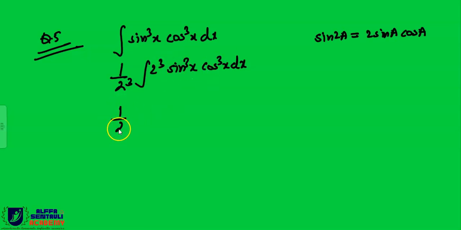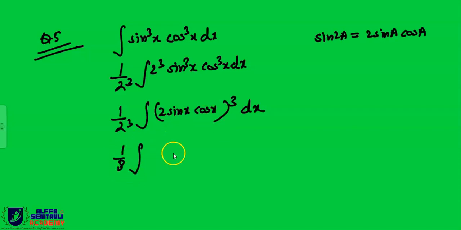then the same power can be written this way: 2 sin x cos x. This can be written in this way, right? Correct? Correct beta. Now this 2 sin x cos x can be written as, this is 1 by 8, sin 2x whole cube dx.